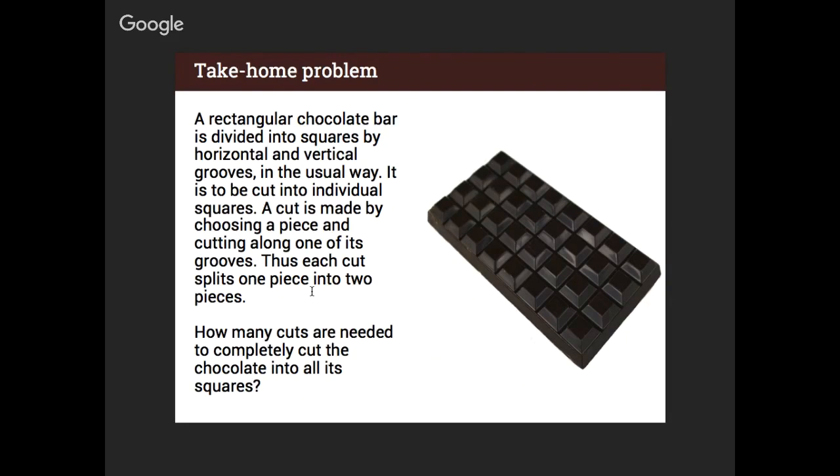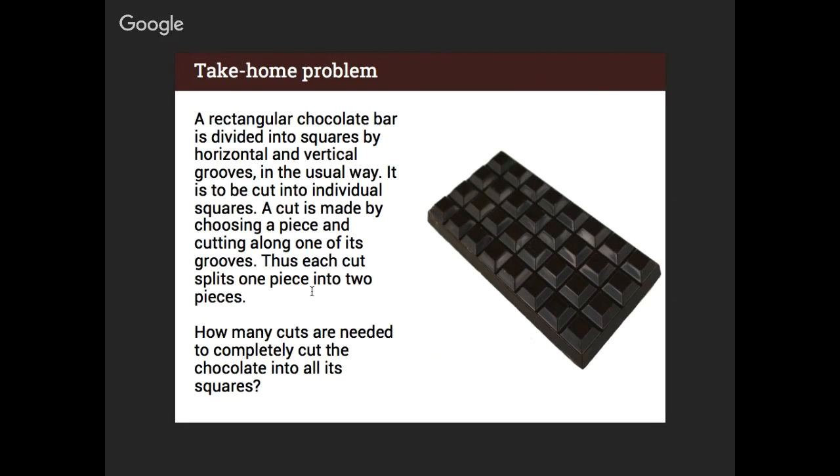This problem says you have a chocolate bar that's divided into squares, as all chocolate bars are. It's got these grooves, so you can cut it or break it. Usually you shouldn't break it because it always ends up breaking in a funny place, and then you have to eat the extra piece of chocolate. So it's got these grooves, so you can cut it.